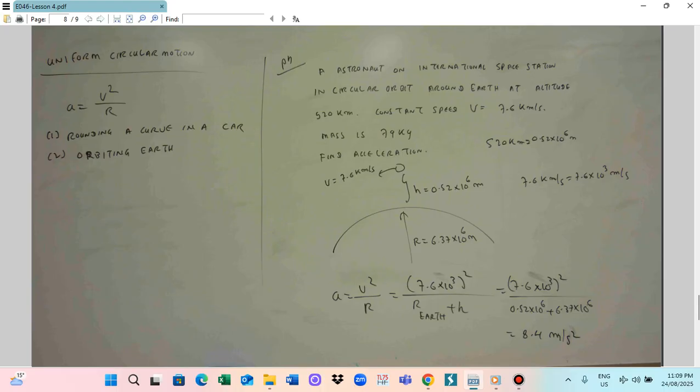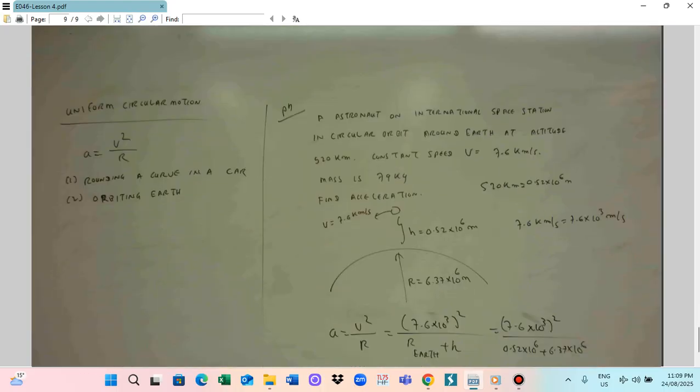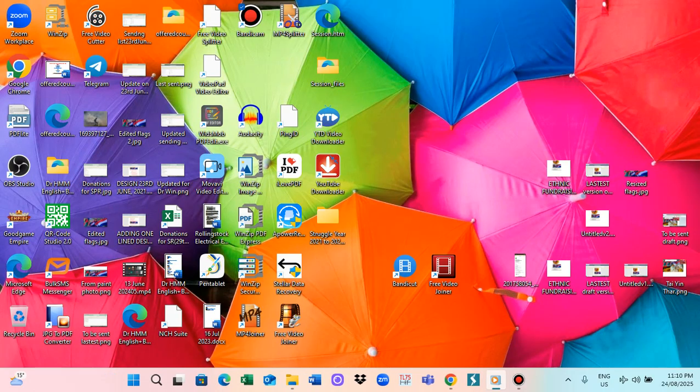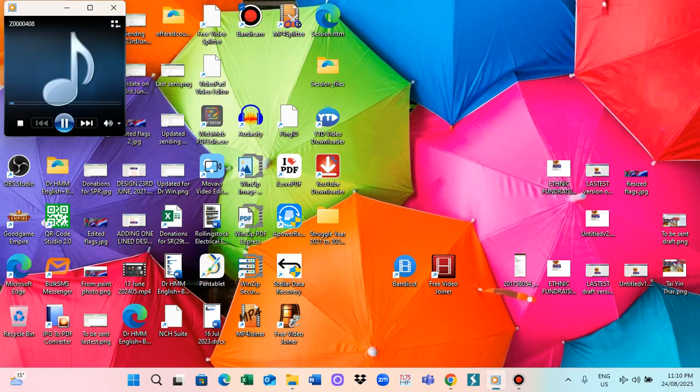So today we talked about circular motion and centripetal acceleration, especially for constant motion, where we can utilize centripetal acceleration for orbiting the Earth. Next video I will talk about work, power, and energy. When you put an object on the surface, this is the tension force.